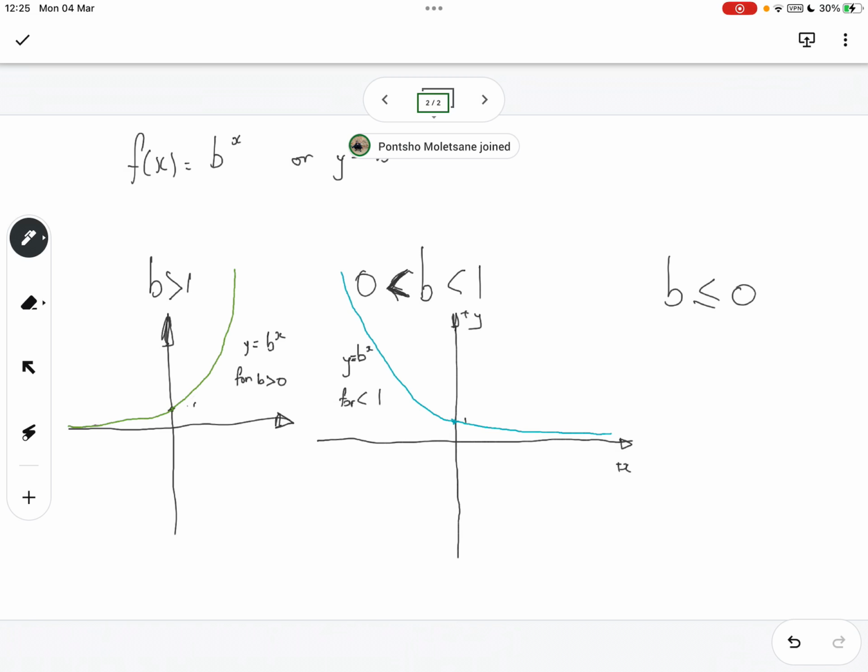Alright, so this is y equals b to the power x for b less than 1, greater than 0. And we don't have the graph defined for b less than or equal to 0.